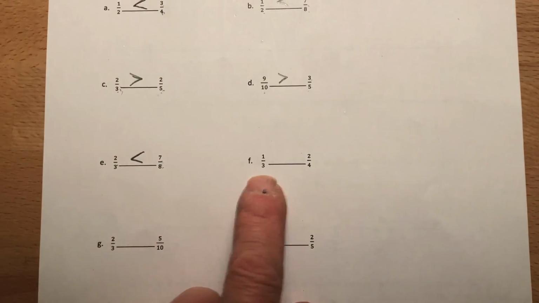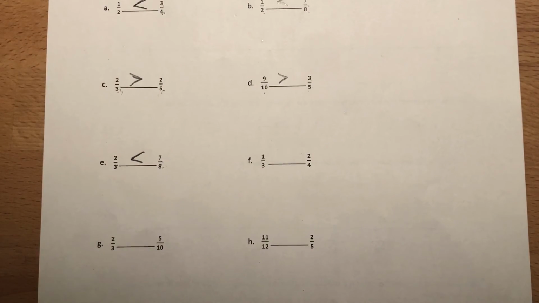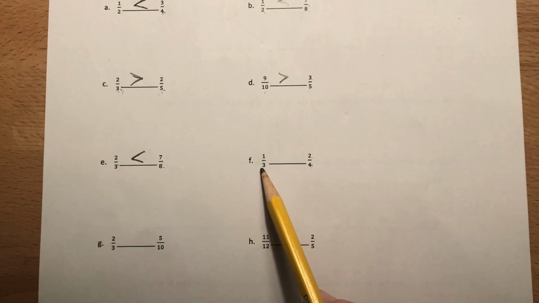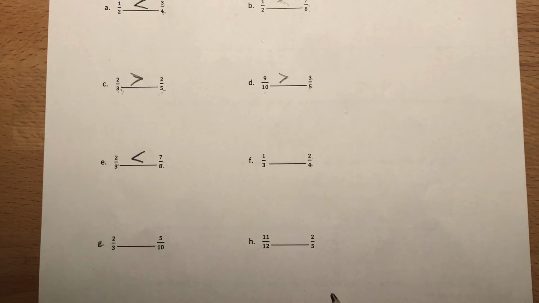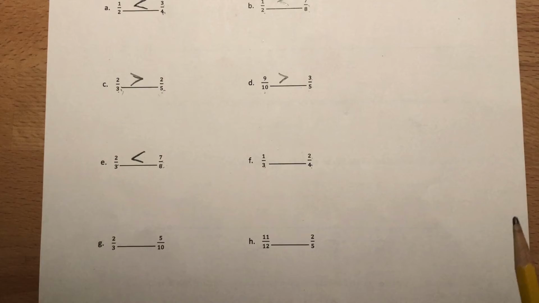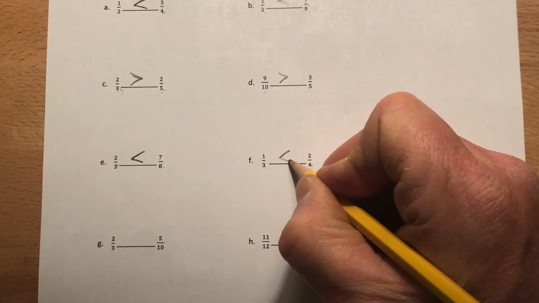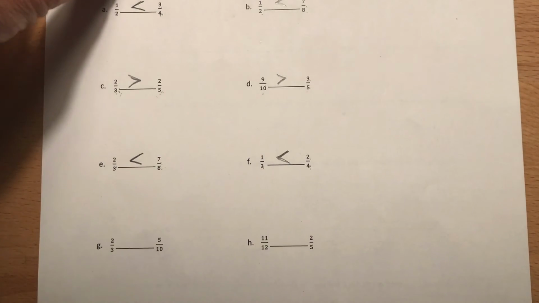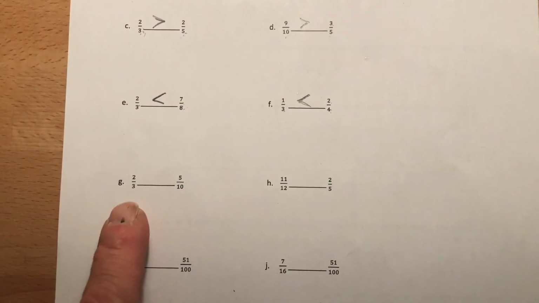All right, 1/3 and 2/4. Okay, so 2/4 is exactly half, right? Because if I have 4 pieces and I have 2 of them, I have exactly half. And then this one is 1/3. Now we've discussed this one already. 1/3 is less than a half, and 2/3 would be more than a half, because there's no halfway point with thirds. So 1/3 is less than 2/4. Close though. Let's check out G.